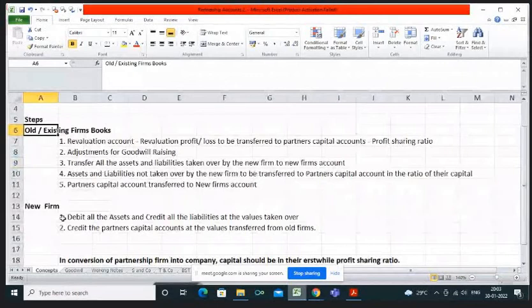So with this understanding, we'll proceed with the illustration number 2. Let's move on to this illustration.